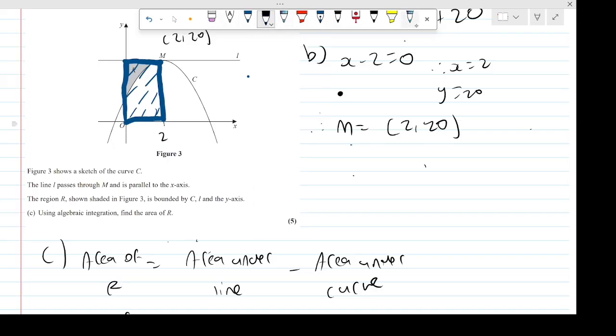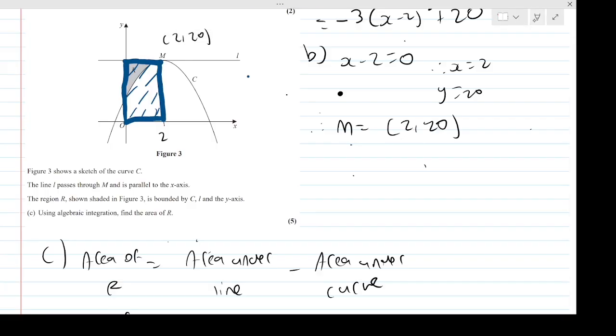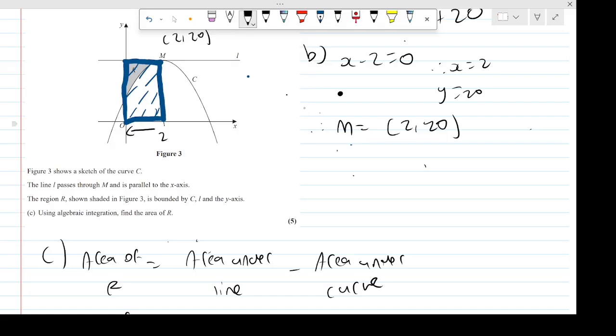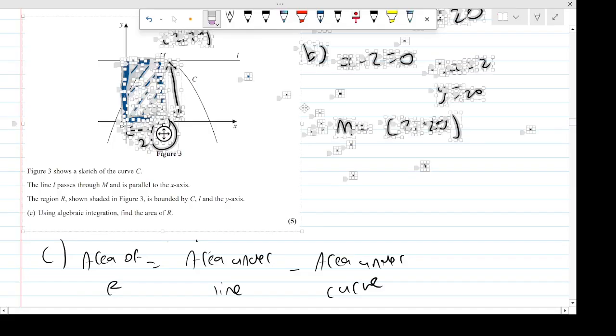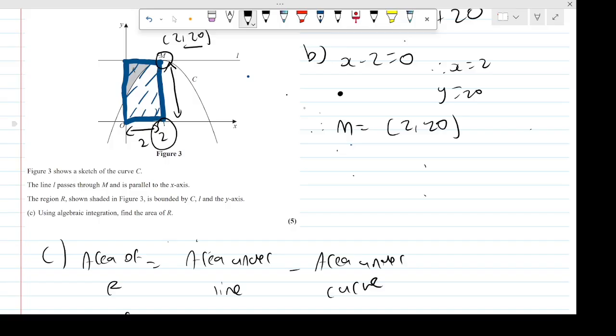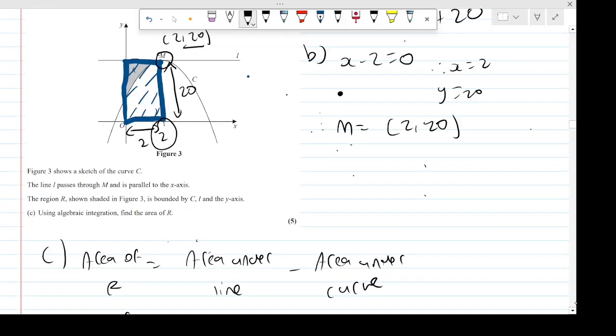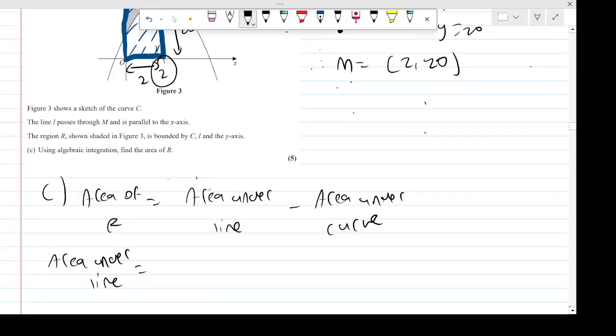So the area of the rectangle then, there we are. So the area of the rectangle, firstly, this width is 2, right, from 0 to 2. Then what about the height of it, right? Well, actually, we know that y is 0 at the bottom here, and then actually at M here, y is 20. So we've gone from 0 to 20, so the height is 20. Therefore, the area of the rectangle is simply going to be 2 times 20, which is 40. So that'll get me the area under the line.